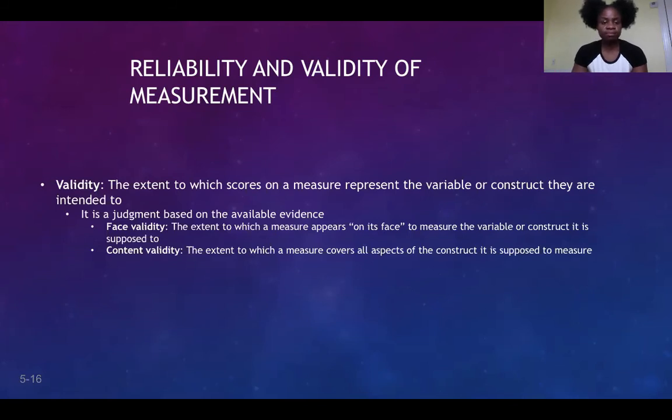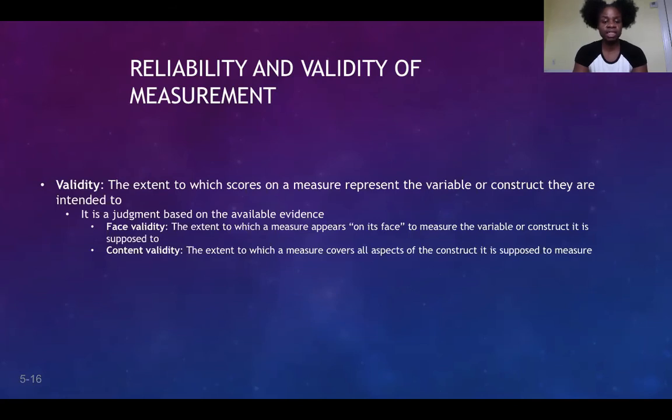So validity, okay? Validity is the extent to which the scores from a measure represent the variable that they are intended to. A judgment about the extent to which scores on the measure represent the construct based on the available evidence. There are four kinds of validity: face validity, content validity, criterion validity, and discriminant validity, okay?